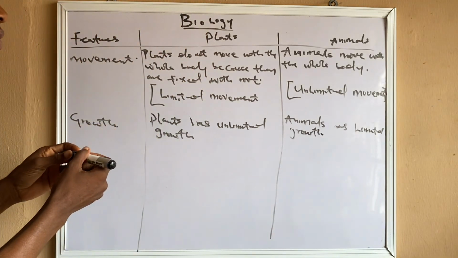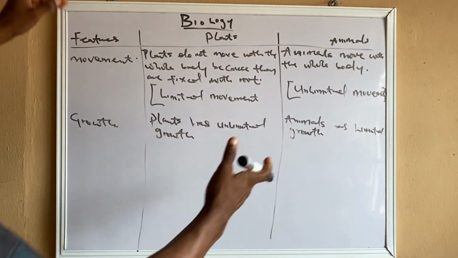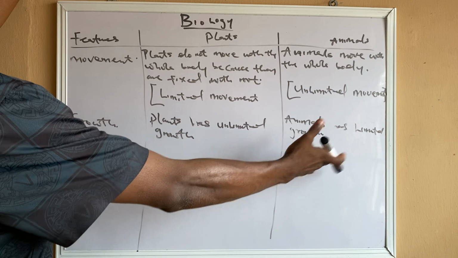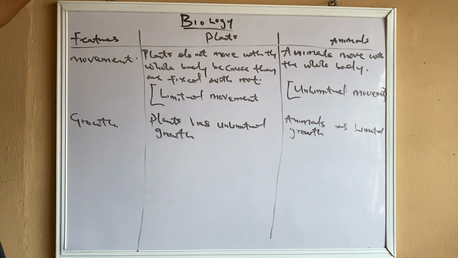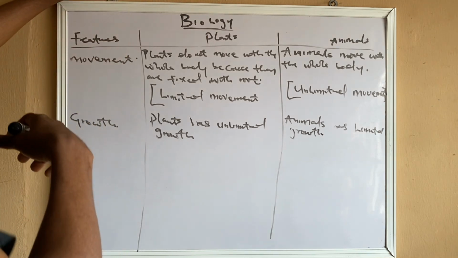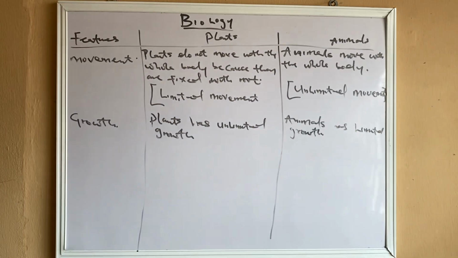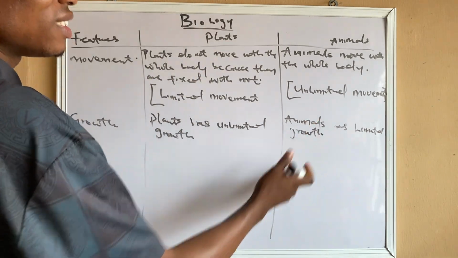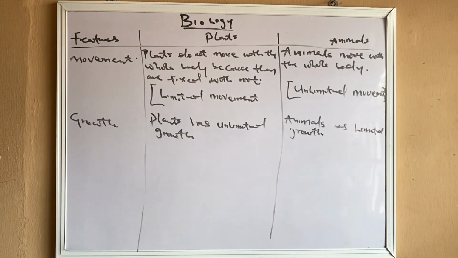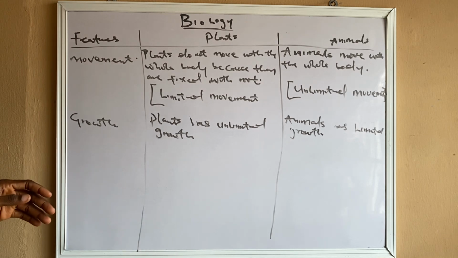Imagine a human being cannot grow more than 6 feet, but plants can grow as high as 10 feet, 15 feet. Imagine the cocoa plant, the groundnut, and the rest of the plants. They have unlimited growth. They can grow as big as three building stories. But animals are very limited in their growth.